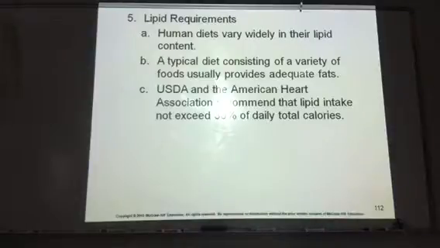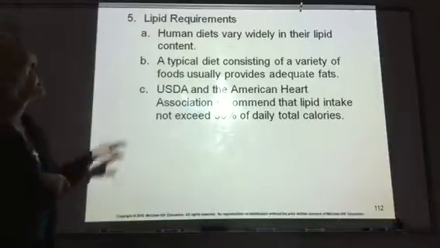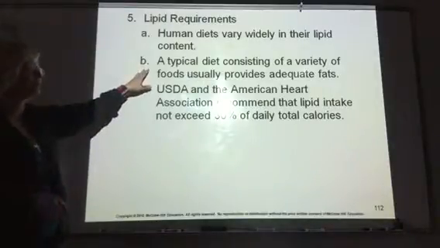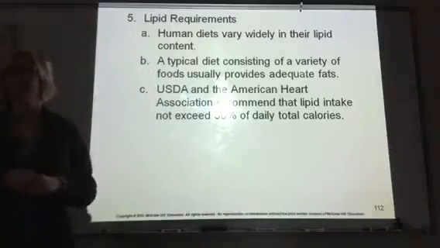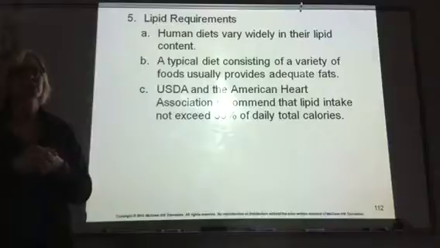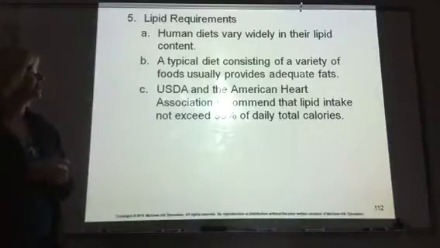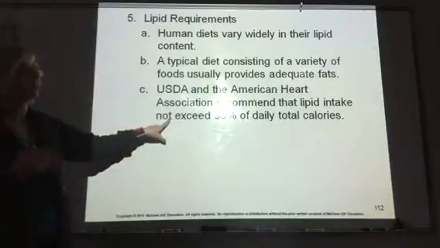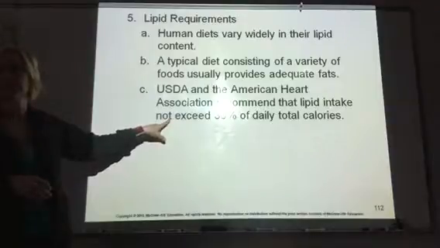Lipid requirements. How much do we eat? Here again, it's individual. Everybody's a little bit different. A typical diet is going to typically consist of enough fat in it. The U.S. Department of Ag and the American Heart Association recommend that it doesn't go past 30% of your daily calories.